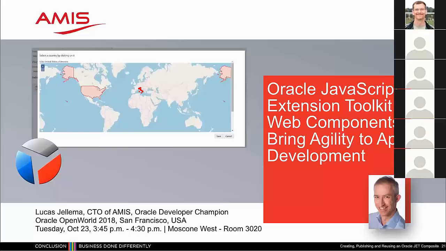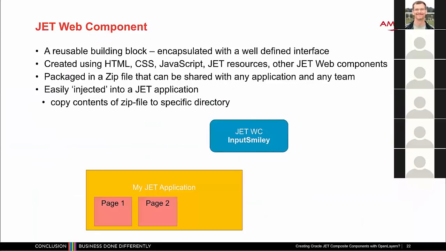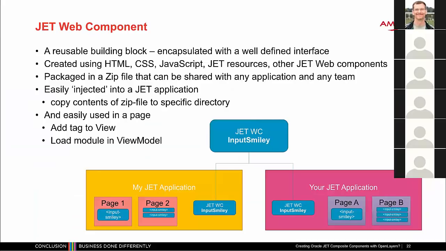In itself, a JET web component is very simple. It's just a reusable building block that's created using all the basic resource types that we know of in JET. So why is it special? Because it's an encapsulated block that has a well-defined interface that makes it easy to reuse. You can just take your web component, package it in a zip file, and share it with any other application, any other team, or any other organization around the world. So web components are a means of really creating collaboration throughout the community.